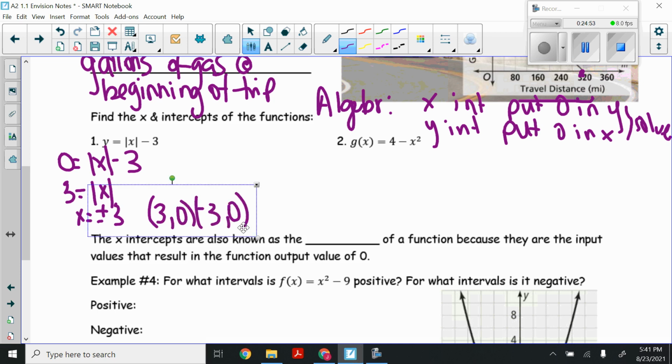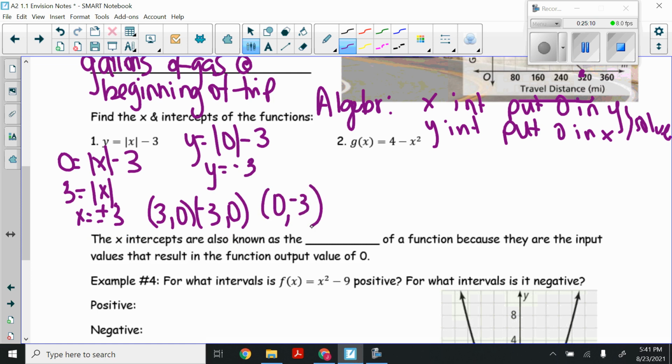So now I want to find my y-intercept. For y-intercepts, I put 0 in for x. So y equals the absolute value of 0 minus 3. What's the absolute value of 0? 0. 0 minus 3 is negative 3. So my y-intercept is negative 3, the point (0, -3). So these are my x and y intercepts.